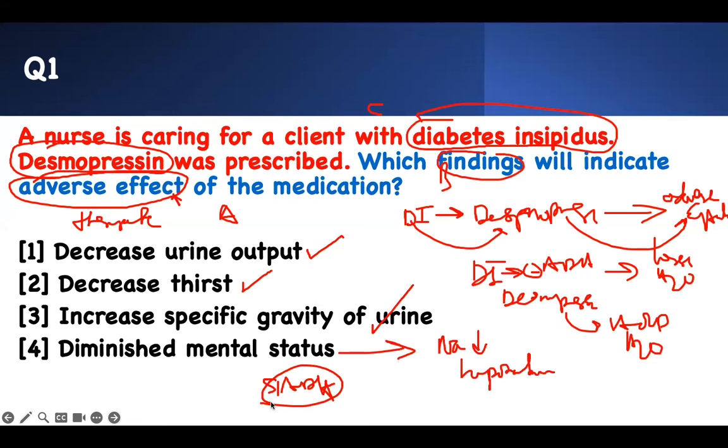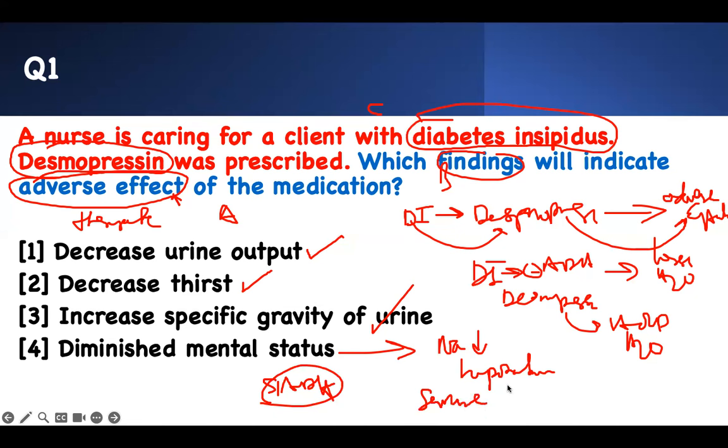It's counterintuitive, but you have to bring your critical thinking. I'm DI, I don't have ADH, and therefore I'm losing all my water. If you give me ADH, I'm going to hold on to water. If I hold on to water too much, I will dilute my sodium and I will have what? Seizures, hyponatremia. That's one of the biggest complications of SIADH: they hold on to too much water. They make your sodium low. They become hyponatremic and you get seizures.